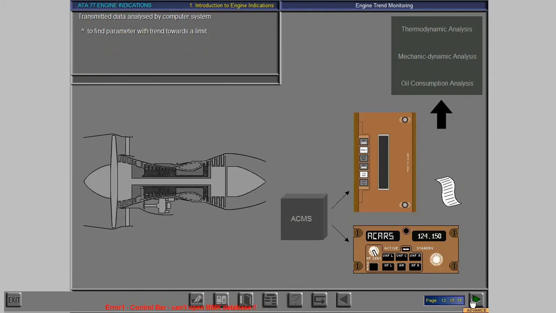The transmitted engine data is analyzed by a computer system in order to find any parameters that indicate a trend towards a limit. Three different analyses are usually done: the thermodynamic analysis, the mechanic dynamic analysis, and the oil consumption analysis. You can find out more about these analyses from the engine trend monitoring options shown here.